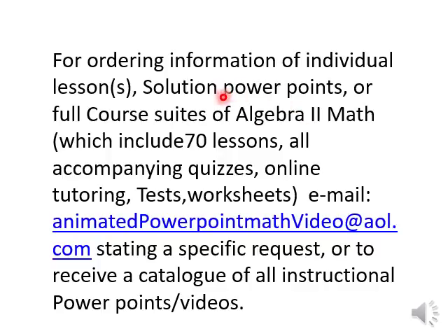Hello everybody, we're getting ready to do lesson 8.5 of Algebra 2, which is graphing and writing equations for hyperbolas. And this is part 1.